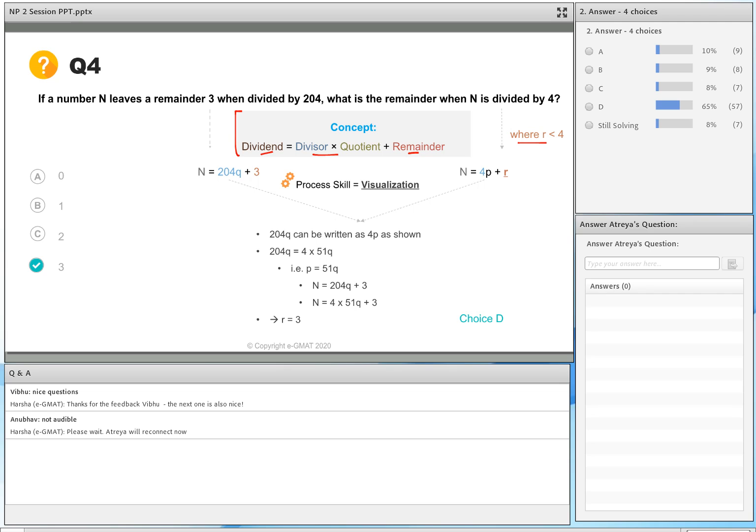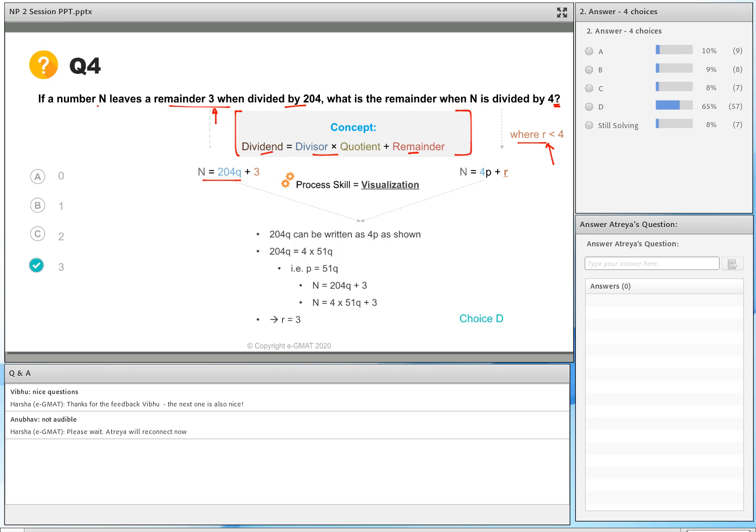Here in this question, it is given that the divisor is 4. I need to find out the remainder. So the remainder is always less than 4. Now, what I do is I first use this concept and write my number n in terms of dividend is equal to divisor times quotient plus remainder. Since n leaves a remainder when divided by 204, I write n as 204 times q, where q is the quotient, plus 3, where 3 is the remainder.